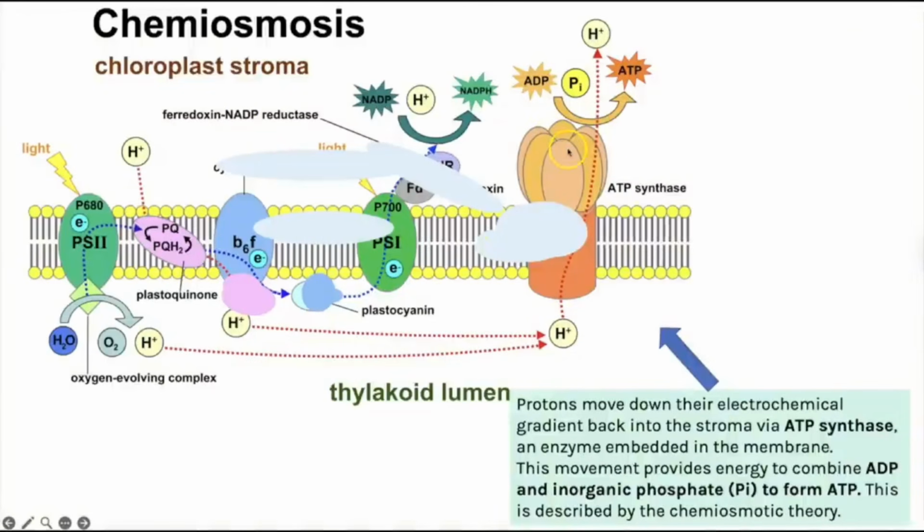Those protons can move down that electrochemical gradient back into the stroma, but it has to be through a protein, and the only protein they can move through is the enzyme embedded within the thylakoid membrane, ATP synthase. So the protons move through ATP synthase, and that enables that enzyme to catalyze the phosphorylation of ADP into ATP. So that is how ATP is made in chemiosmosis.